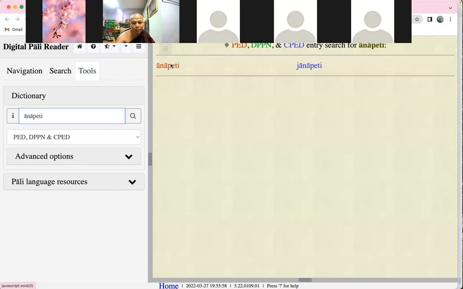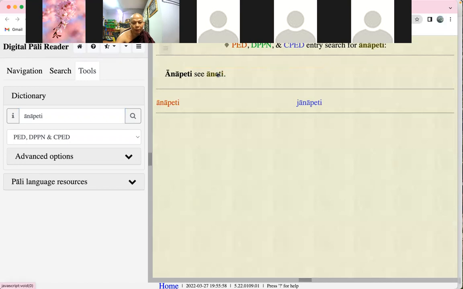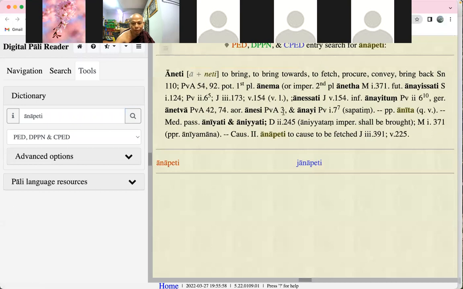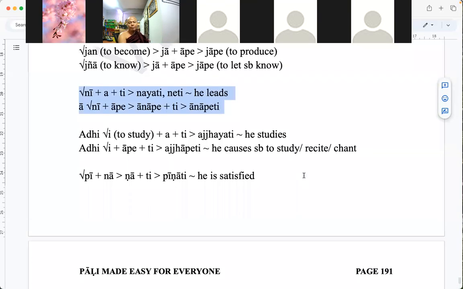Anedi, anapeti. So cause to bring. Here you see, anapeti. So cause to be fetched. That is the contextual meaning. Originally, cause to bring. Okay, cause somebody to bring something. Right. Thanks, Bante.